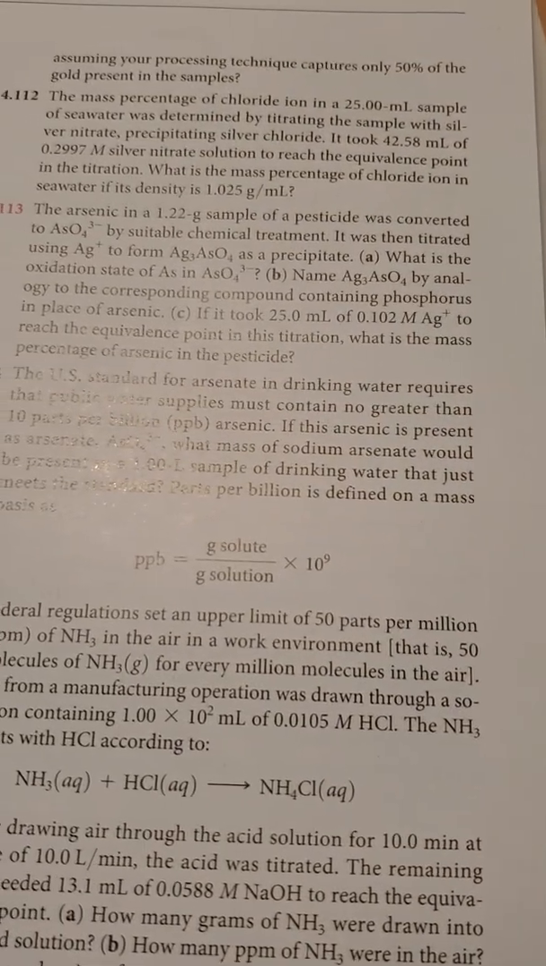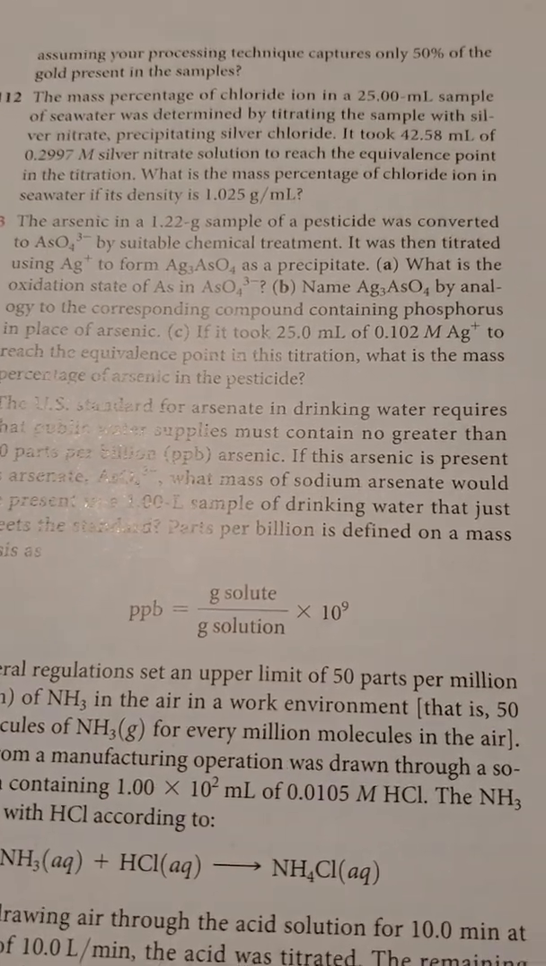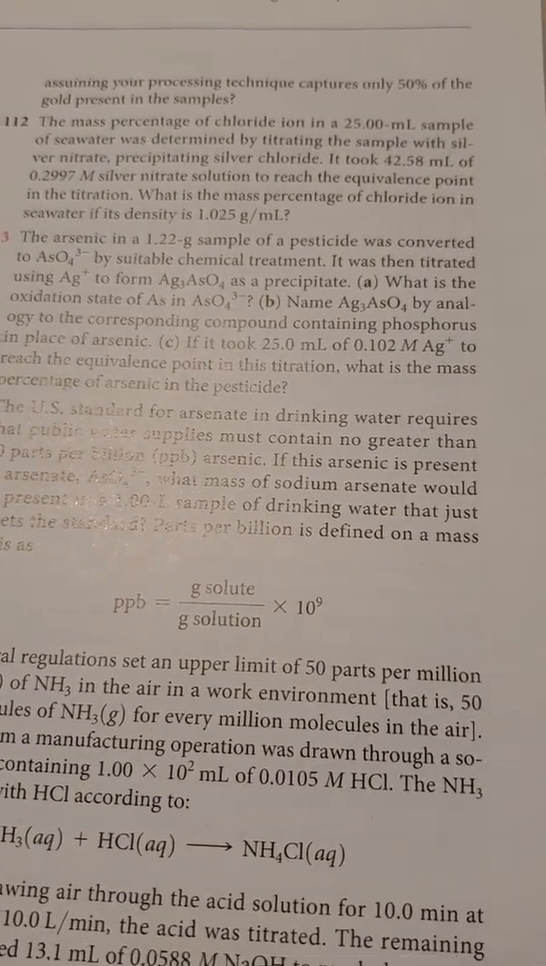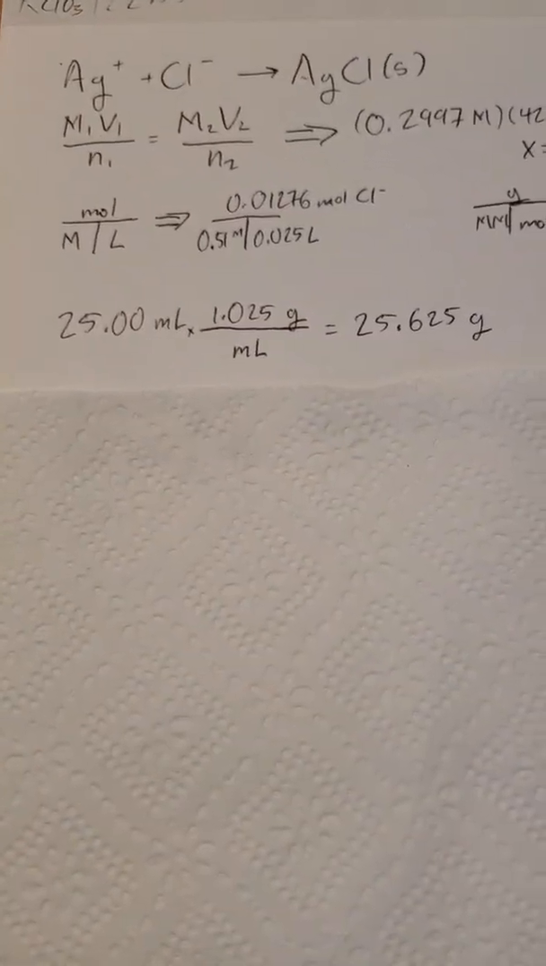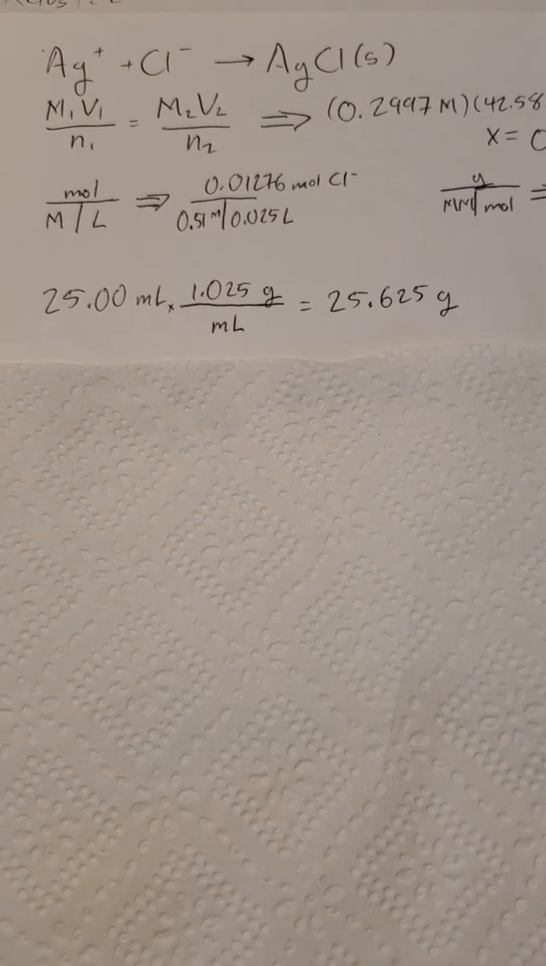So to get the mass percentage, we need to take the mass of chloride ion and divide by the total mass. But we've been told specifically that we aren't going to use 1 for the density. The density of seawater is 1.025 grams per milliliter. So a quick conversion shows us that if we take 1.025 grams per milliliter and multiply it by 25 milliliters, we have 25.625 grams of seawater. And so the final step is to take the mass of chloride that we have and divide by the total mass, multiply by 100, and you get 1.765% chloride in seawater by mass.